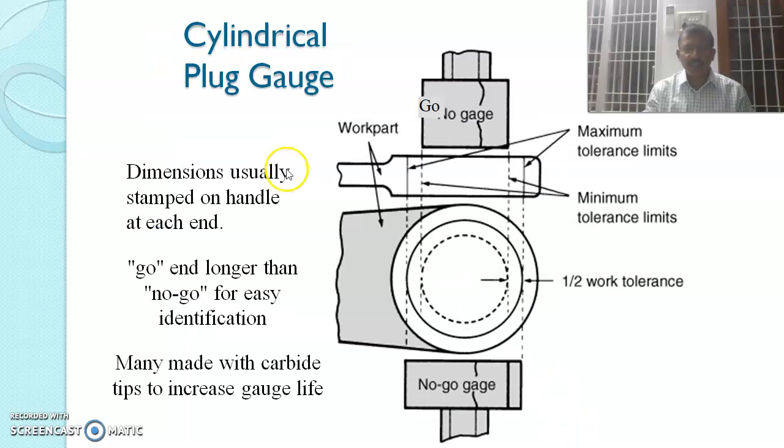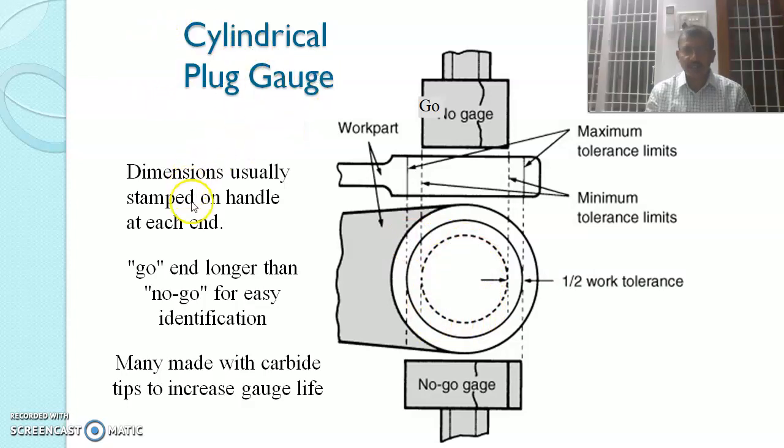There are two main types of limit gauges. One is the plug gauge, and the other is the ring gauge or the snap gauge. A plug gauge consists of an external projection, whereas the ring gauge consists of an internal feature, an internal hole. Plug gauges can be used to measure holes, whereas ring and snap gauges are used to measure shafts.